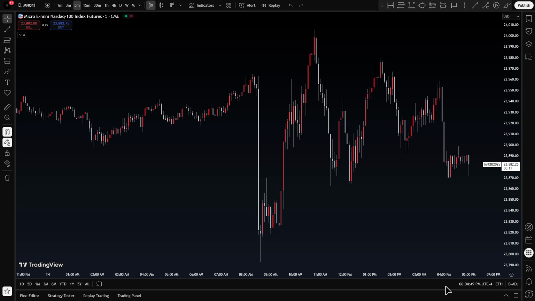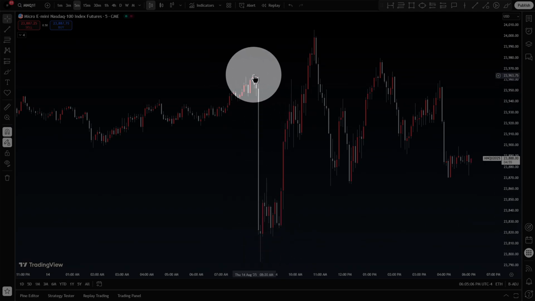There's two forms of minor liquidity, okay? You have the first form, which is the latest key swing that's formed recently in price, okay? Key swing meaning obvious swings. So I'm going to show you a couple examples of that.